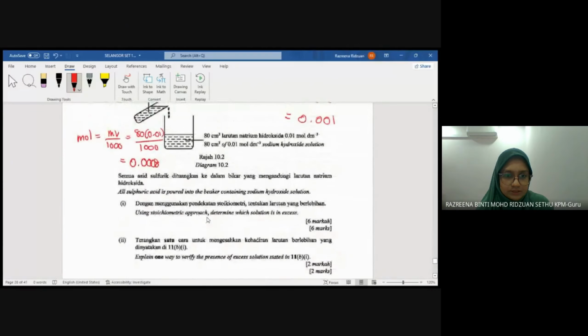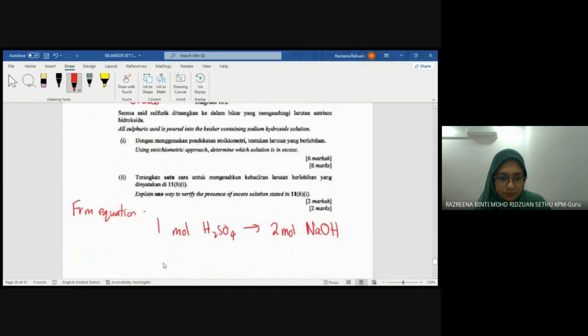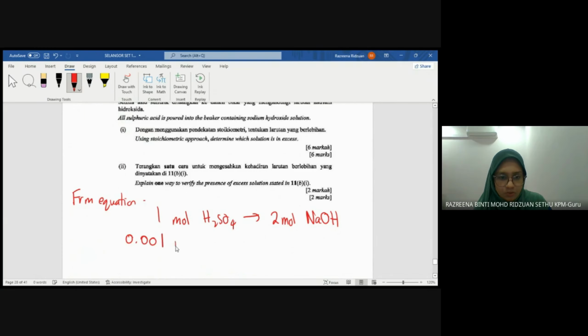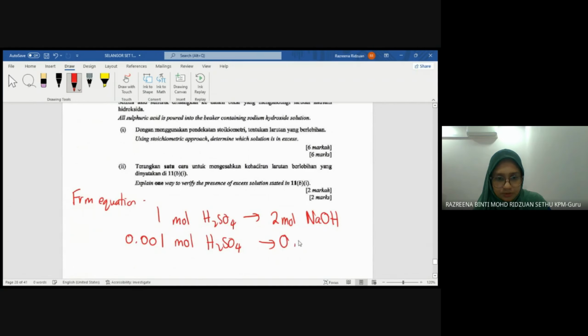Right, now let's see. From equation, 1 mole of H2SO4, you also use 2 mole of NaOH. Okay, now for the sulfuric acid is 0.001 mole H2SO4. So 0.0008 mole. Okay, so when you look at this, you can see that this is double by double.